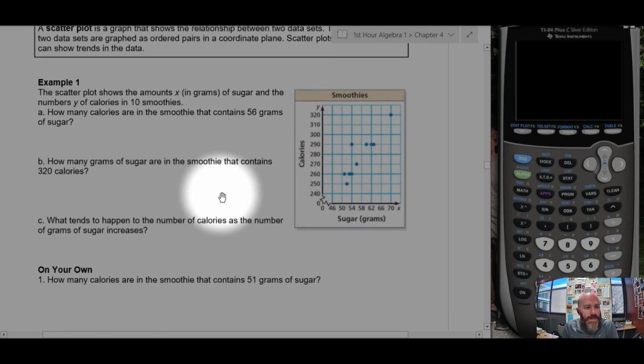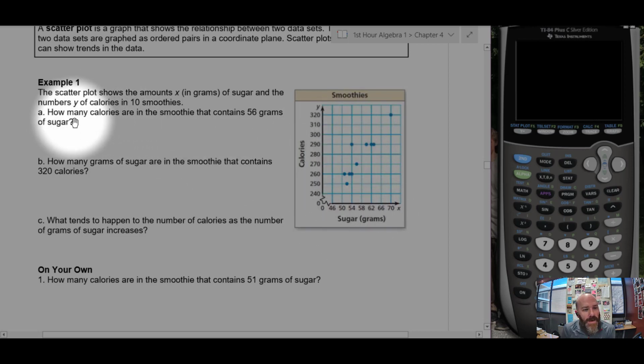So example 1 says the scatter plot here shows the amount X, in grams, of sugar, and the number Y of calories in 10 smoothies. So if you have 10 smoothies, how many grams of sugar and how many calories? So they have some data sets.